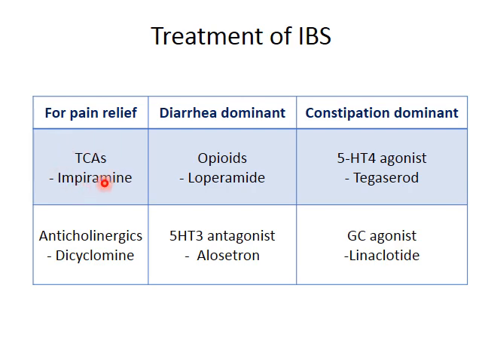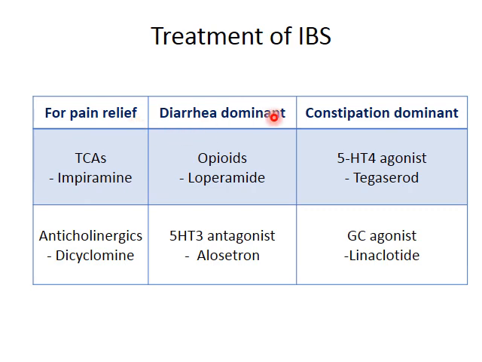So one of the drugs used is the tricyclic antidepressant imipramine, and you are all aware of anticholinergic drugs like dicyclomine, or we can say antispasmodic drugs, which are used to relieve spasm by blocking the muscarinic receptor in the GI tract. By blocking the muscarinic receptor in the GI tract, they relieve spasm, and in this way they get relief from pain.